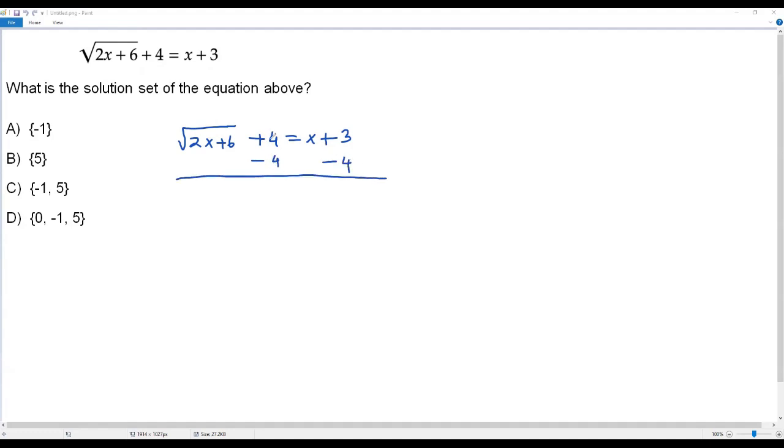So when I subtract 4 from both sides, the +4 and -4 will cancel out. Then I'm getting square root of 2x + 6 on the left side. On the right side, I'm having x. And when I combine this +3 and -4, I'm getting -1.